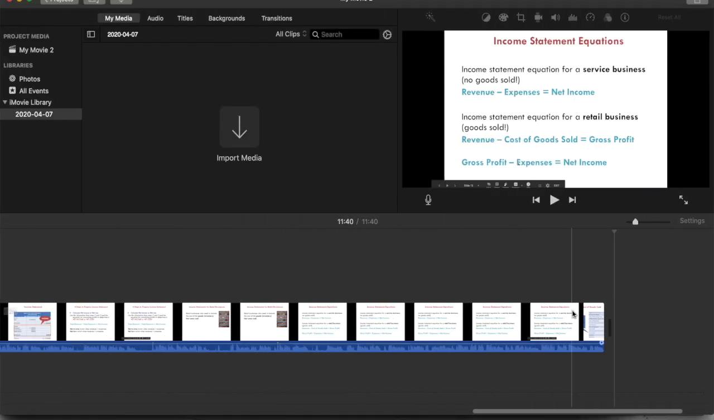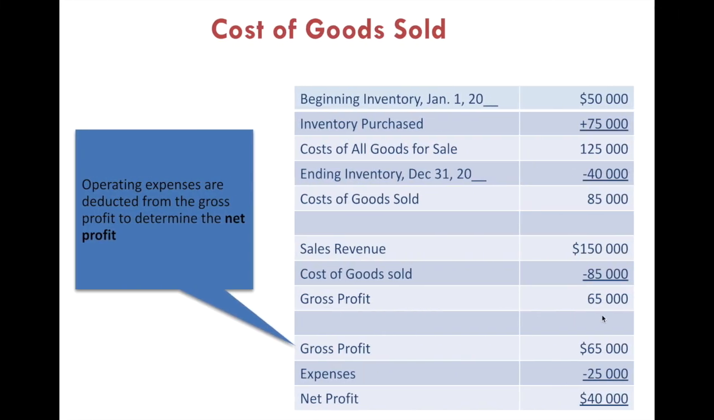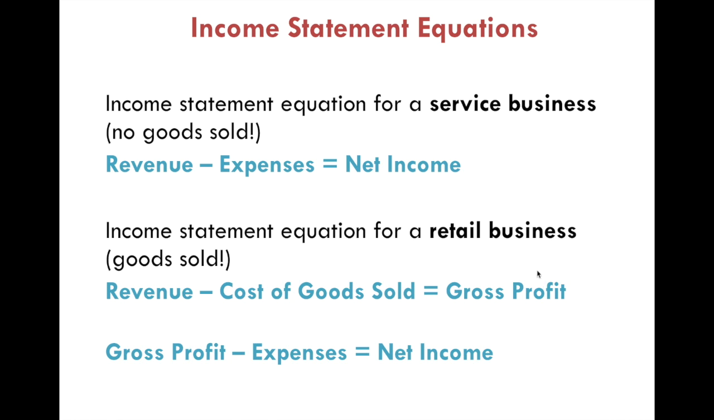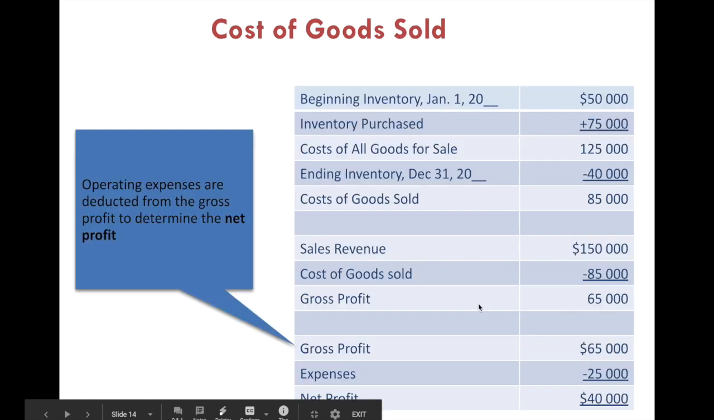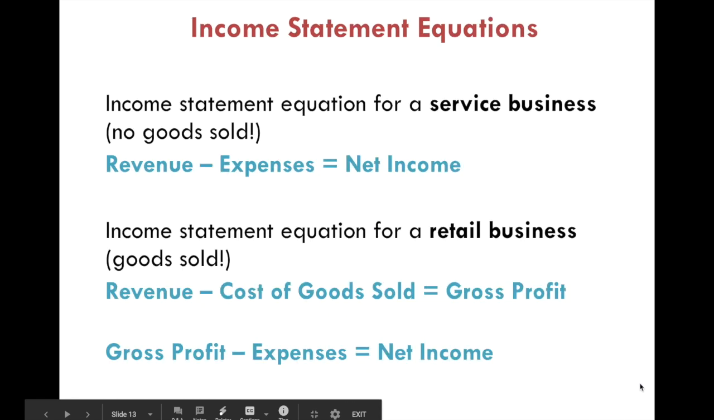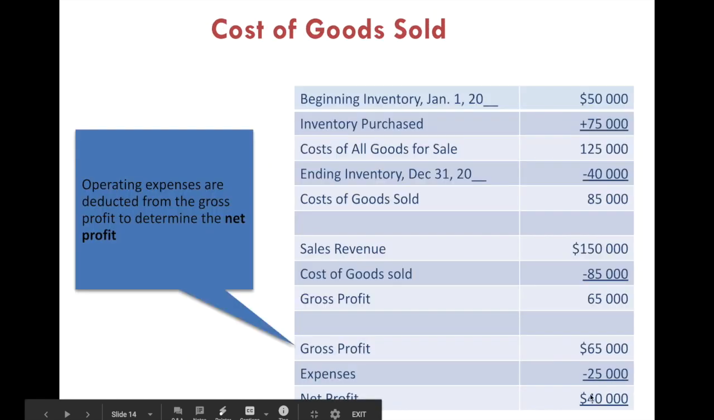From there, you take your gross profit. Remember the steps from earlier? We found our gross profit. Now we're taking our gross profit and subtracting expenses. So gross profit minus expenses equals net profit, or our net income. 65,000 minus 25,000 equals 40,000.